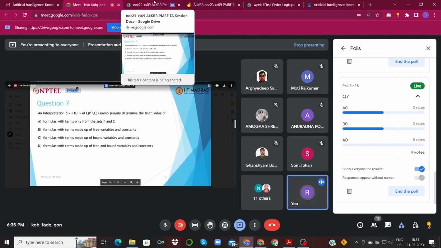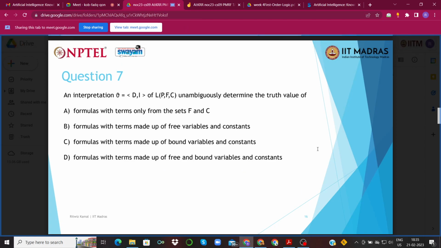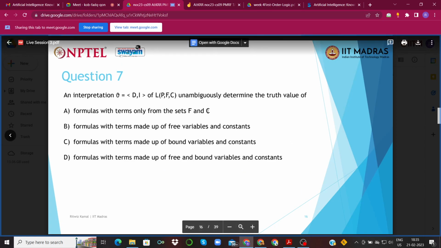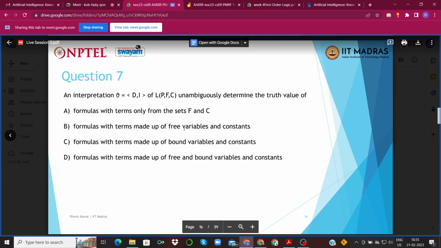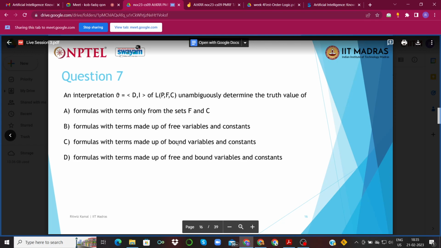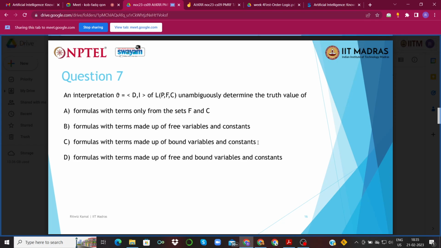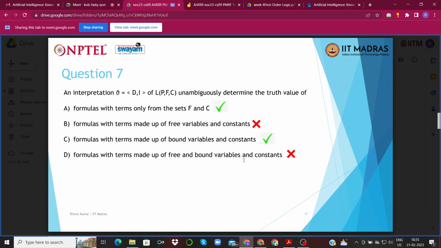So option A is correct, of course, because it is a formula with terms only from the sets F and C, which is constants and F, right? Formulas with terms made up of free variables and constants we can't have, right? Because free variables can't be present. Formulas with terms made up of bound variables and constants, yes, that we can afford to have. So C is correct. And again, because of free variables, option D is also incorrect, right? So the correct answer is A and C.